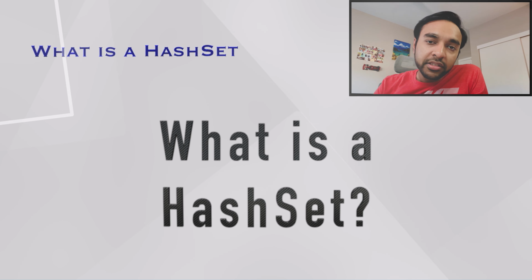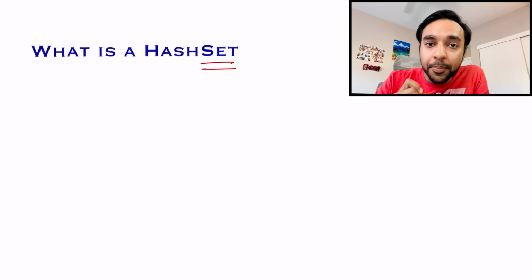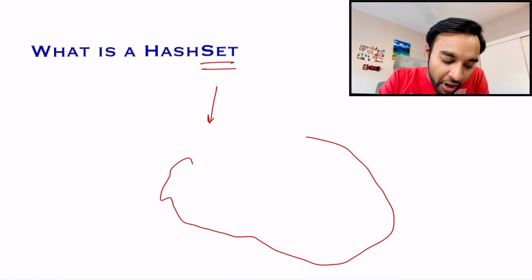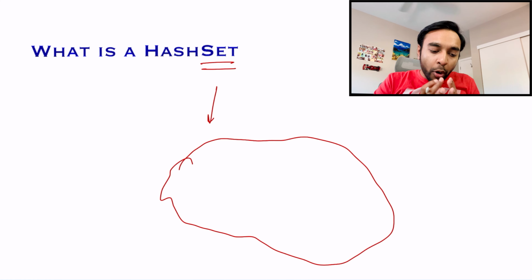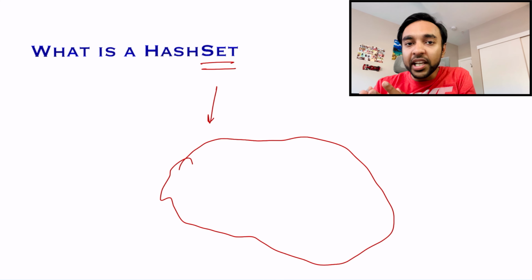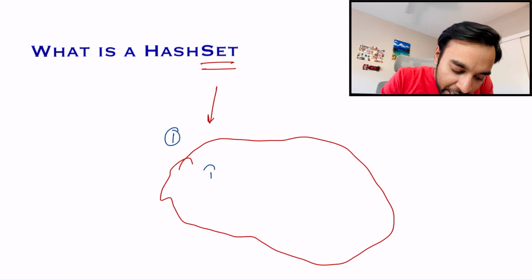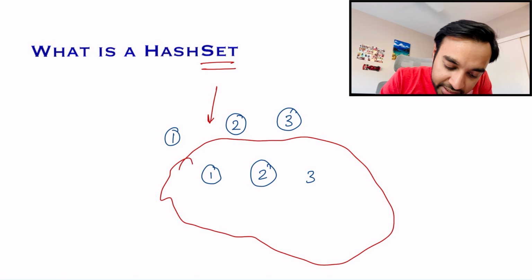To start off things, what is a HashSet? For now, just focus on the word set. In mathematics, a set is defined as some space where you can have some elements, correct? Now, an important property of this set is that it will never have duplicate elements. So let us say I try to add 1, this 1 will be added to my set. If I try to add 2, this 2 will also be added. If I try to add a 3, okay, 3 gets added.